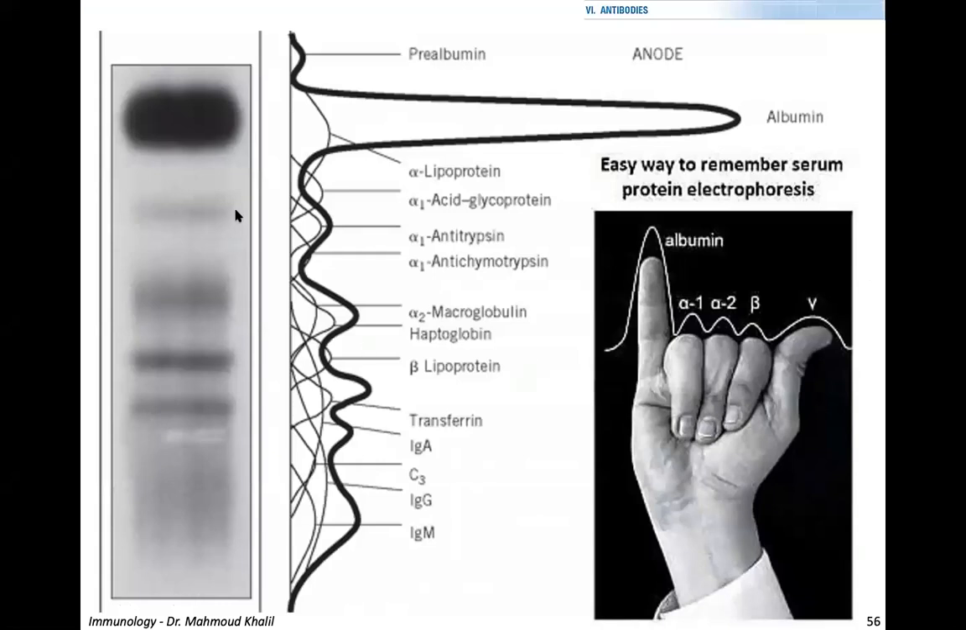So again, here you can see the electrophoretic pattern, and you can see the major line, which represents the total serum protein. And you can see that this major line can be divided into sublines. In the region of the gamma globulin, you can see the different antibodies just below this line, so it's kind of like an average of this line. And for convenience, you can always remember the concentration of the different serum proteins by the way you show your fingers. So you can see how the albumin differs from alpha 1, alpha 2, beta, and gamma.